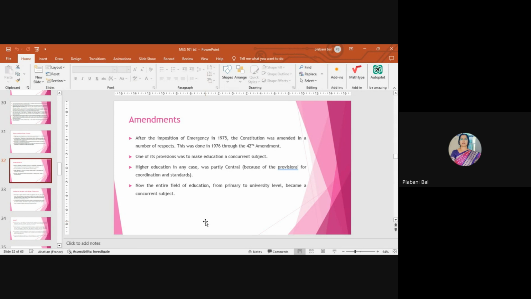After the imposition of emergency in 1975, the constitution was amended in a number of respects, and this was done in 1976 through the 42nd amendment, and the provision was to take education into the concurrent subject. Higher education in any case was partly central, but for the provision of coordination and standards. But now the entire field of education from primary to university level became a concurrent subject. We also discussed yesterday what is the concurrent list and what are the central and state lists.